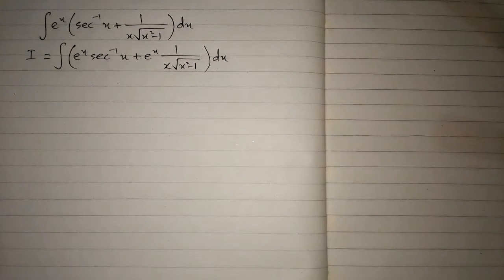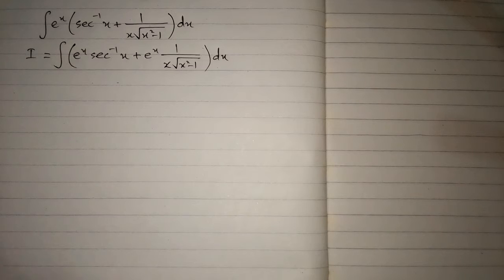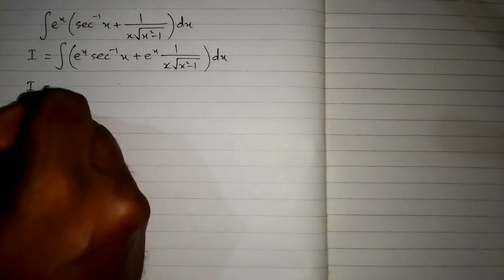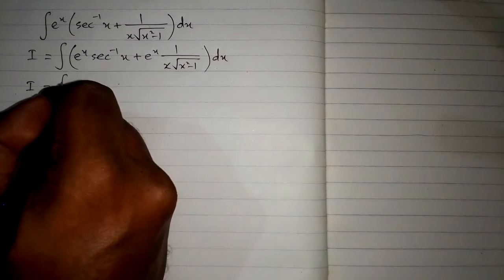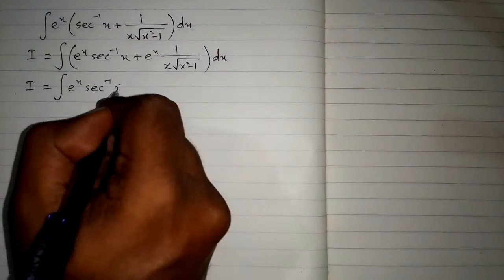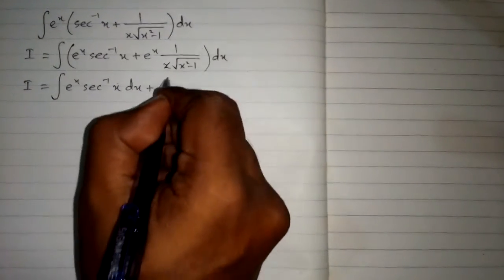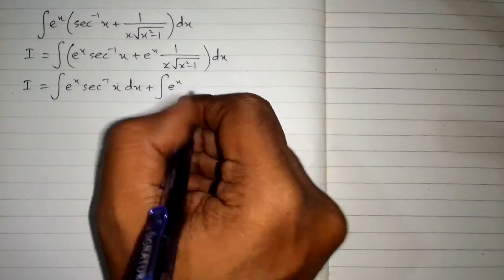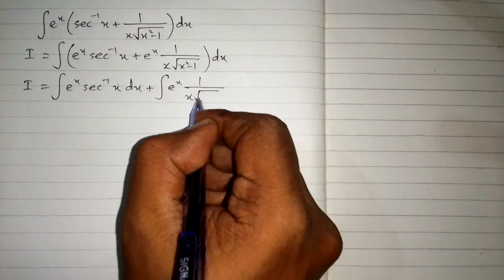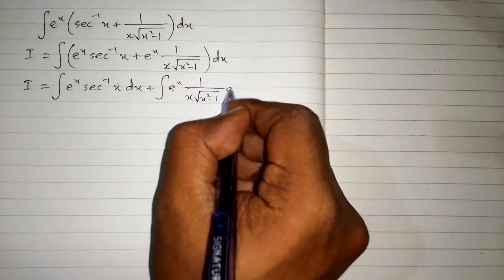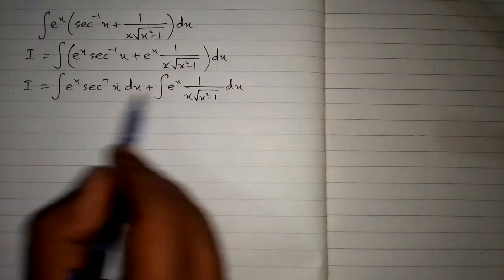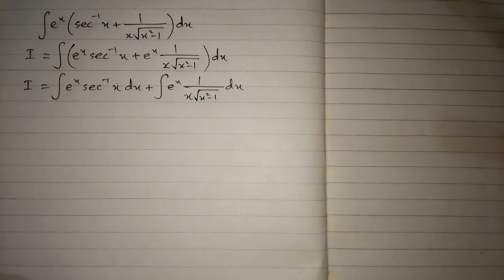Now we have two terms, so we will apply integral on both terms. So this I can be written as integral of e to the power x sec inverse x dx plus integral of e to the power x 1 upon x times the square root of x square minus 1 dx. Now we will integrate one of these integrals by using integration by parts.